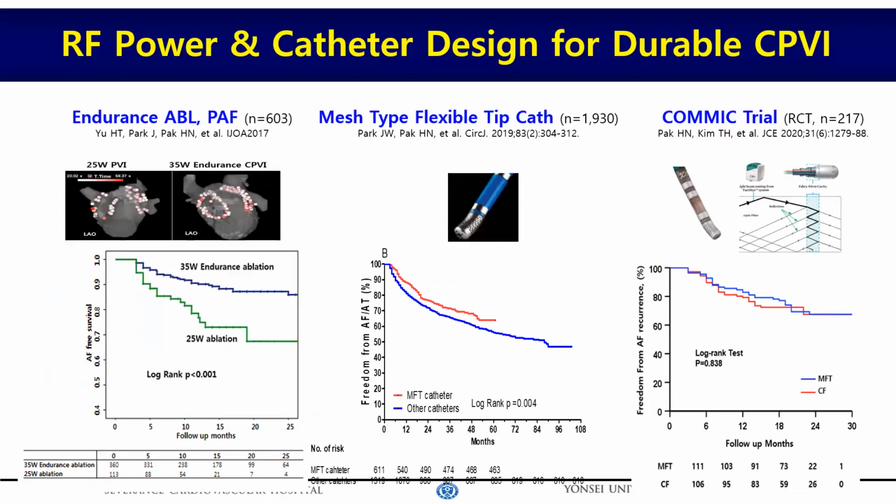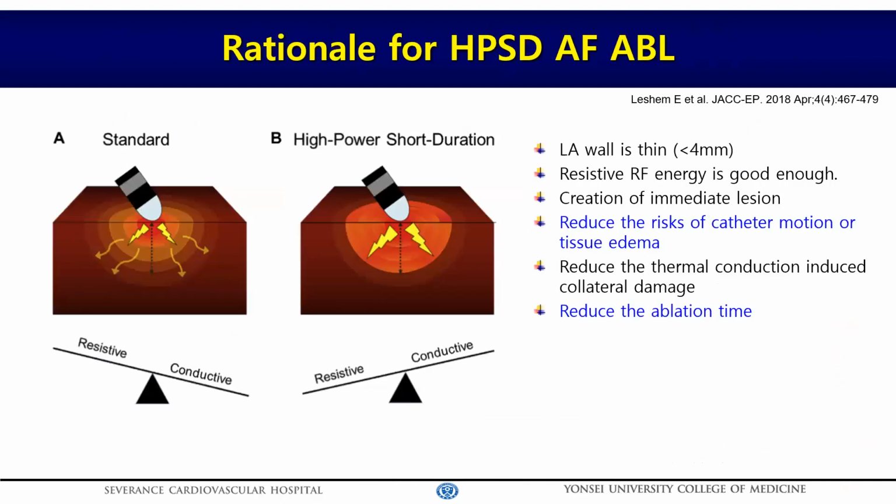We have conducted several studies related to catheter design and contact force, and we previously reported that 35-watt endurance ablation for 30 seconds at each point resulted in better rhythm outcome than 25-watt empirical ablation. After using the mesh-type flexible tip catheter, ablation outcome was improved at my institute. And recently, we compared the flexibility catheter and the TactiCath catheter, which is a contact force monitoring catheter, but the rhythm outcome did not differ between the two groups in this RCT.